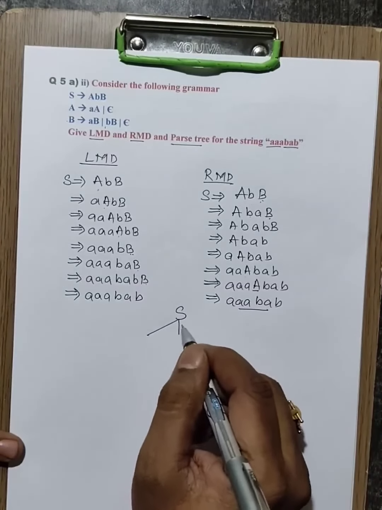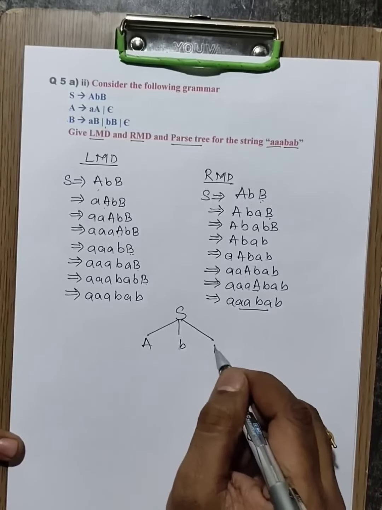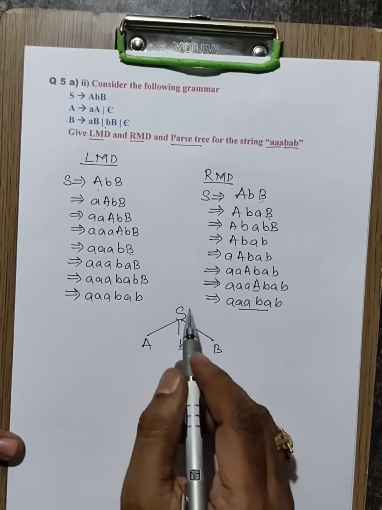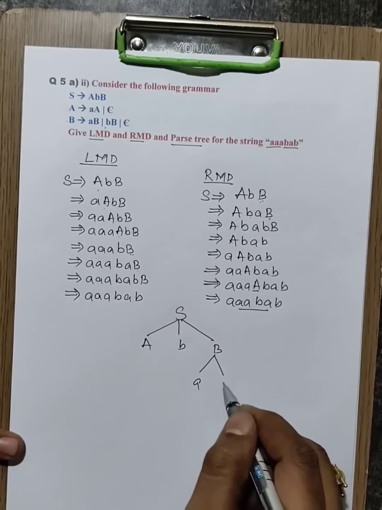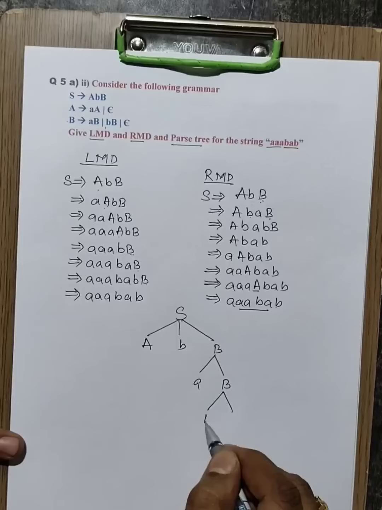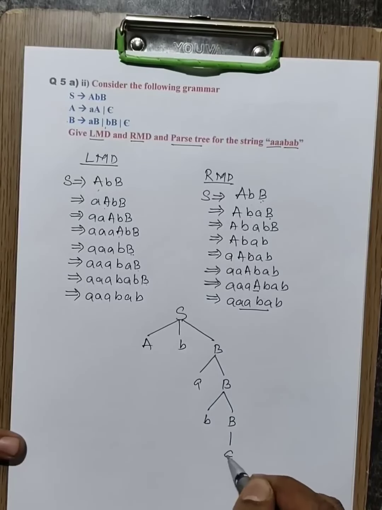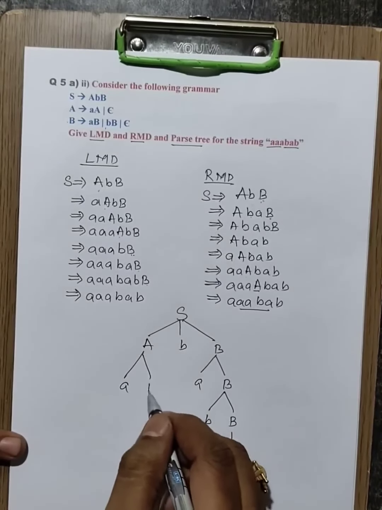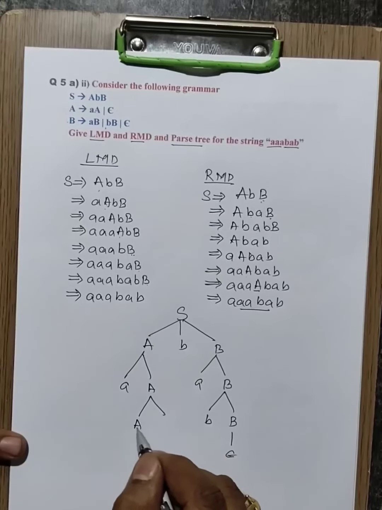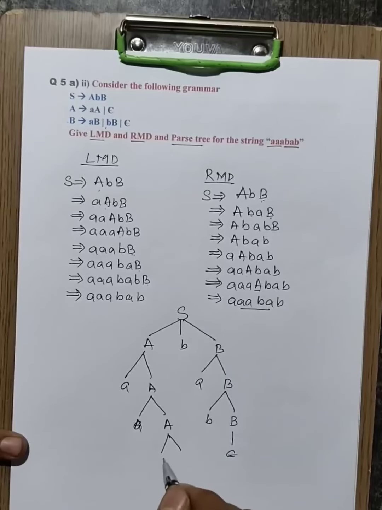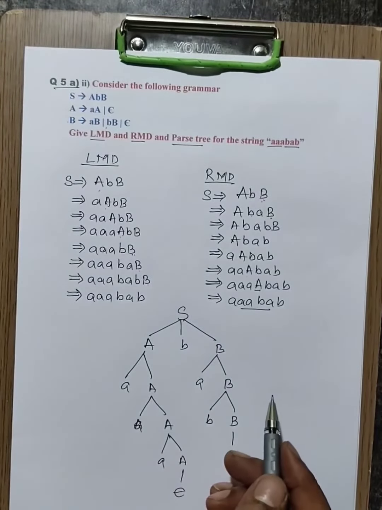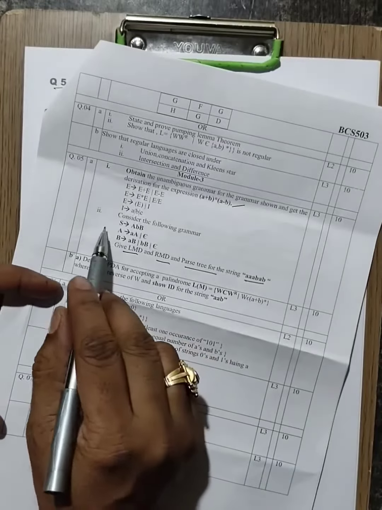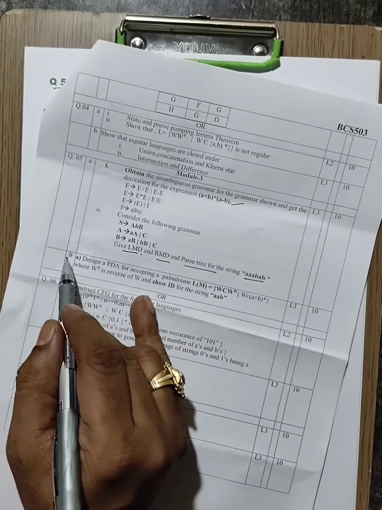S. S से क्या आ रहा है? A, B, B. A, B, B. A, B से क्या आ रहा है? A, B और B, B, then epsilon. A, 3 times. A, then again A, then epsilon. This is called a parse tree. Question number 5A. Next question number 5B.